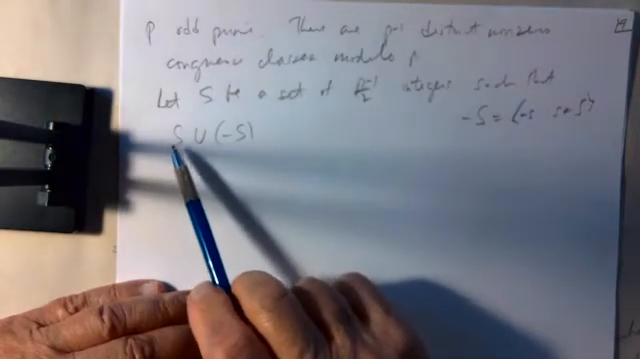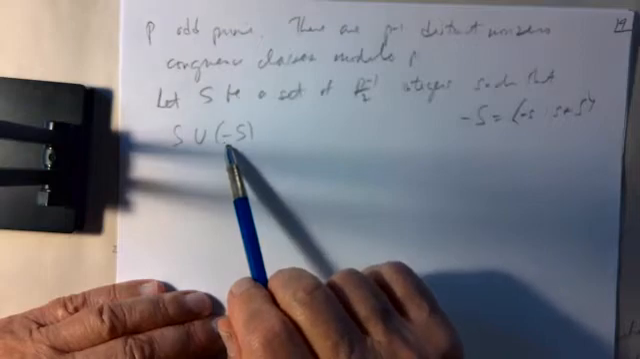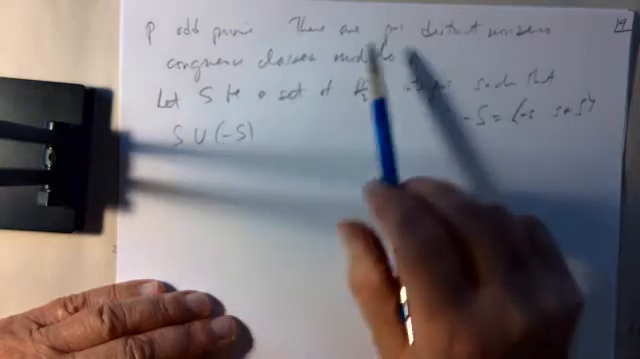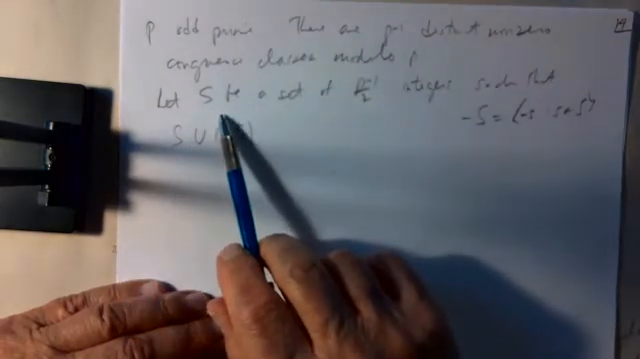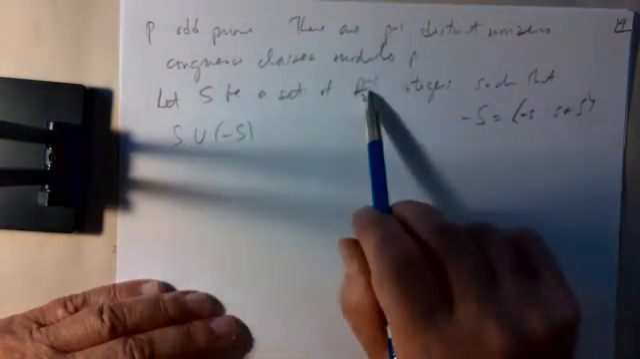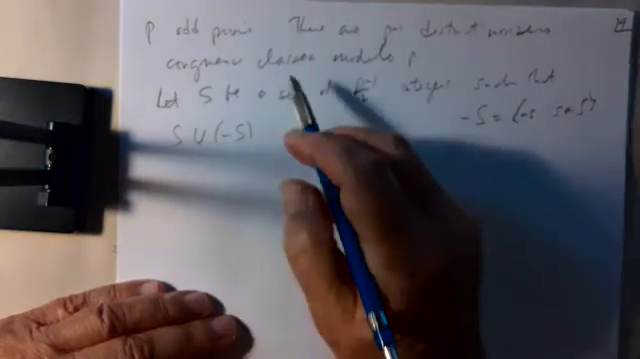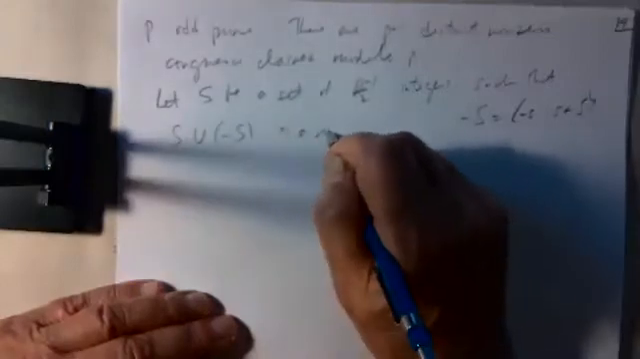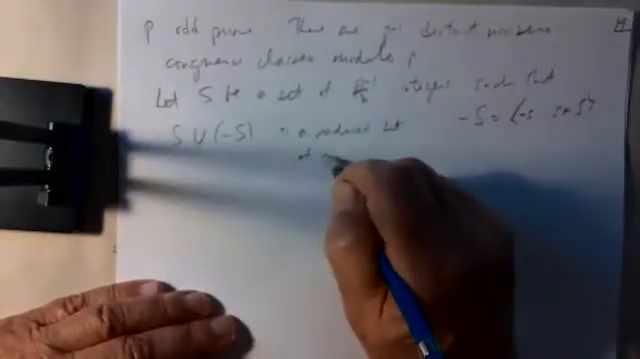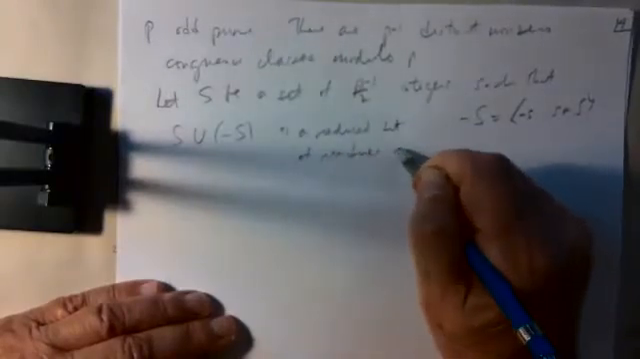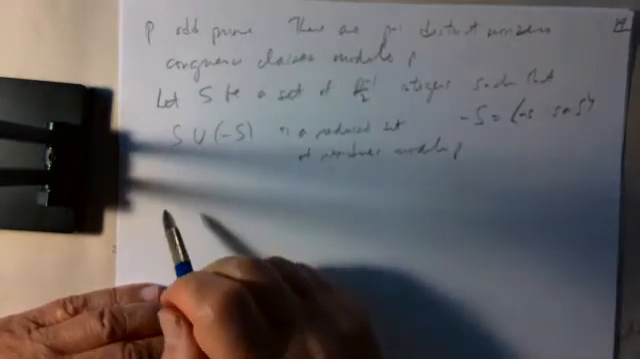So here I have p minus 1 over 2 numbers. Here I have p minus 1 over 2 numbers. If these are distinct, I have altogether p minus 1 numbers. And I want to take a set S of p minus 1 over 2 numbers, such that the set and their negatives is a reduced set of residues modulo p.